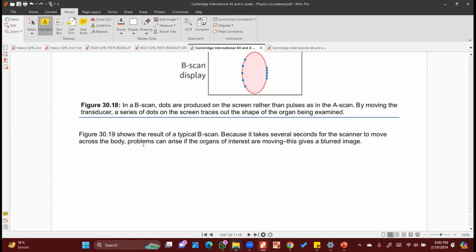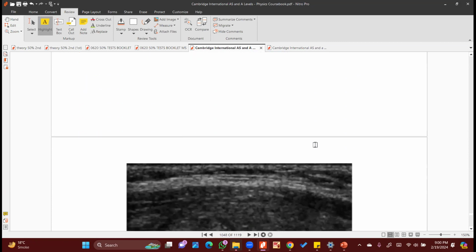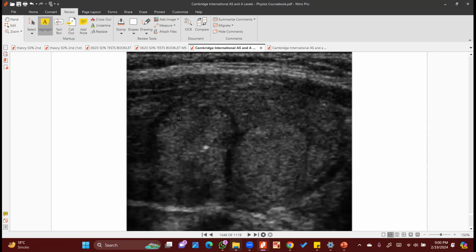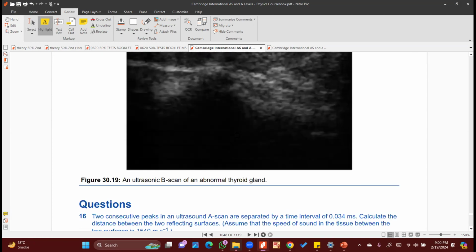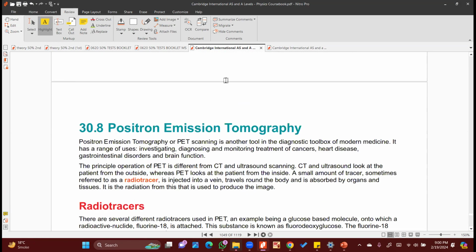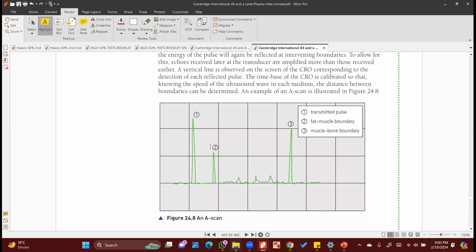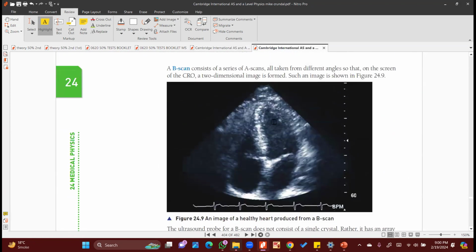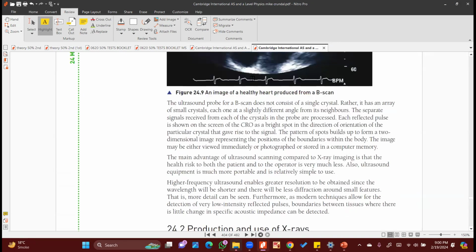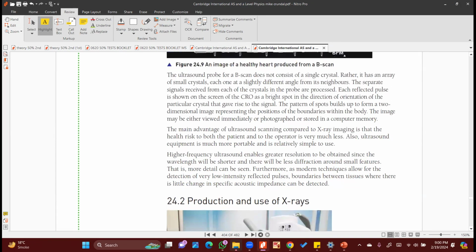It shows the result of a typical B scan, and it can take several seconds for a scanner to move across the body. Problems can arise if the organ of interest is moving. This gives a blurry image. When we study X-rays ahead, we will study hardness and contrast there, and you will understand the meaning of this better. These kinds of ultrasound scans in 2D are B type scans. We have a B type scan, a clearer image. A B type scan consists of scans all taken at different angles on the skin, and a two dimensional image is formed.